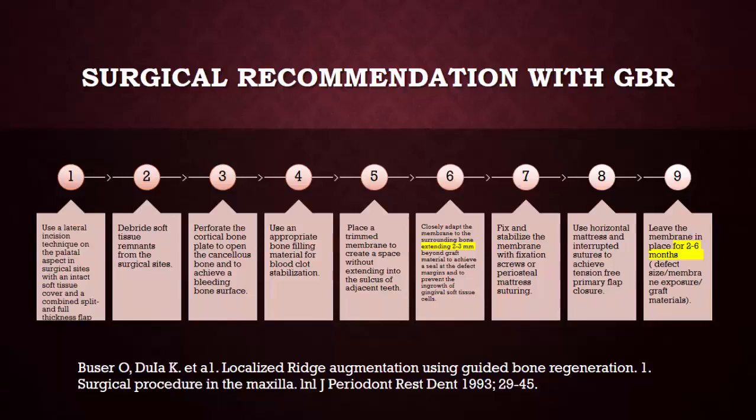This is also very important. We have to get primary flap closure without any tension. And then leave the membrane in place for 2 to 6 months, depending on the defect size, membrane exposure, and the graft material. Of course, if we have a larger defect or larger augmentation, we have to keep the membrane for a longer time.